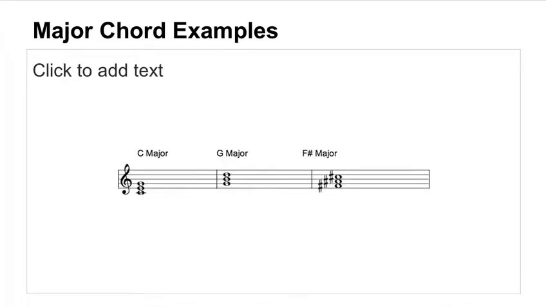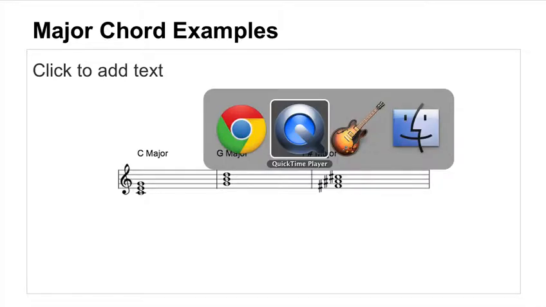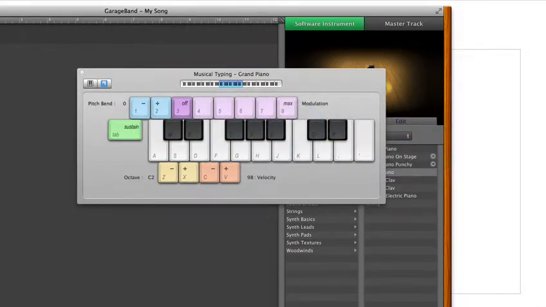So here are some examples of major chords. The first one is a C major. From C to E is a major third, and from E to G is a minor third. So that is a C major chord. That sounds like this.